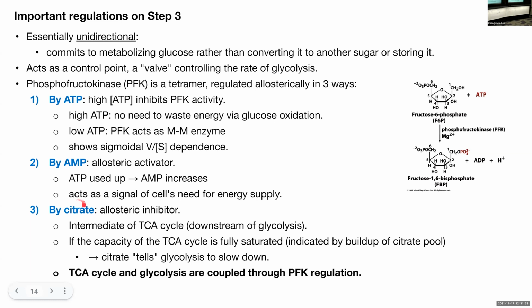And this citrate, or citric acid, is an intermediate of the TCA cycle, which happens downstream of glycolysis. That gives a signal that there are a lot of intermediates that have to be processed downstream of glycolysis. So it gives negative feedback, basically, that you have to stop or slow down. All right, and that means the TCA cycle, which is the next step after glycolysis, and glycolysis are coupled through this PFK, phosphofructokinase, regulation.